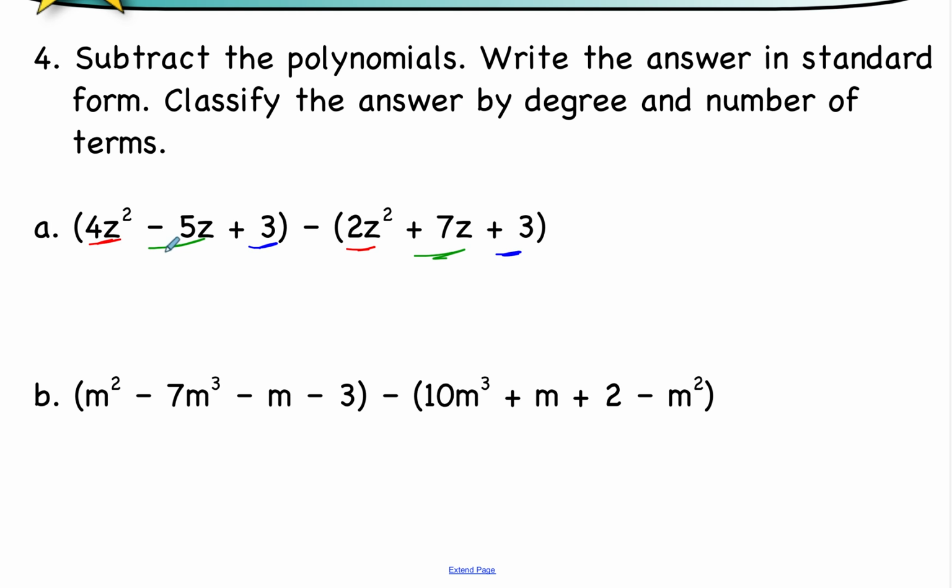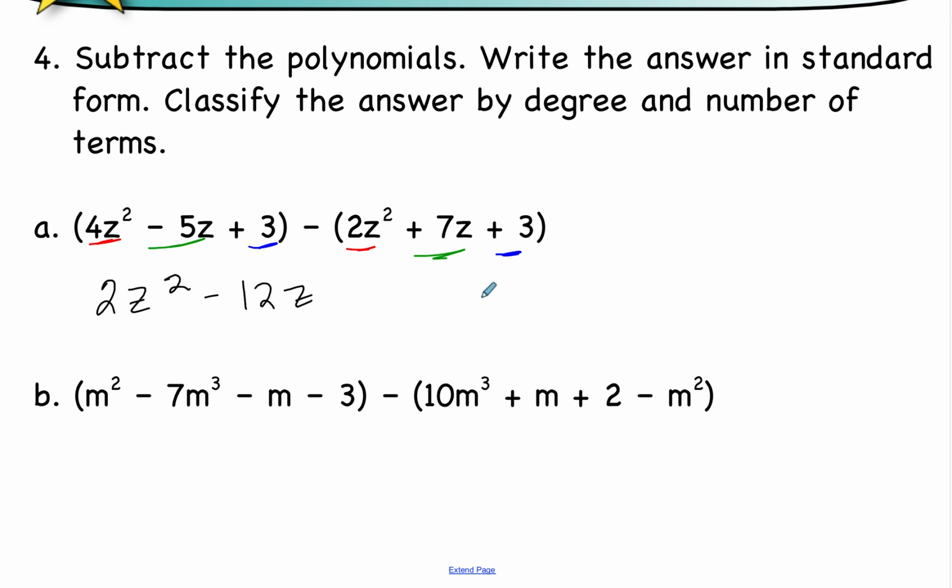To start off, we have 4z squared minus 2z squared gives us a positive 2z squared. A minus 5 minus 7 is a minus 12z, so don't forget to distribute that negative. It changes all the signs. And then we have 3 minus 3, which is 0. So that term just drops out.